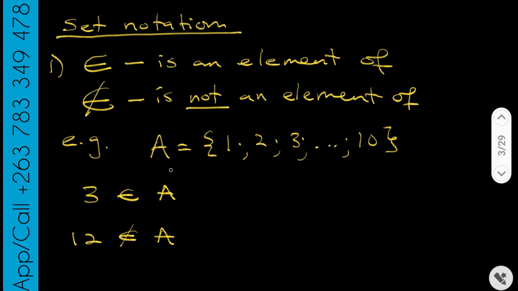So if we have a set A that is numbers 1, 2, 3 all the way up to 10, then 3 is an element of A. So we can write it like this. This statement shows that 3 is an element of A, meaning 3 is a number that you would find in the set A. However, 12 is a number that you will not find in the set from 1 up to 10. Therefore, 12 is not an element of A. And this is how you would write it. You would have your elongated E and then it's crossed out there.